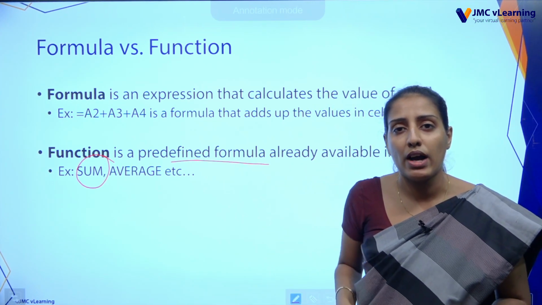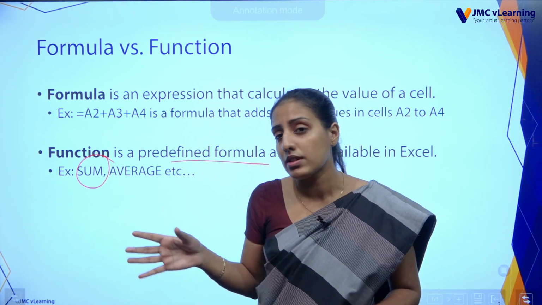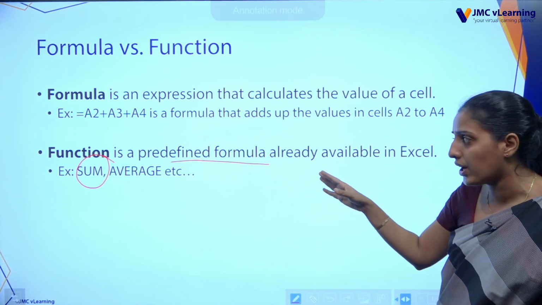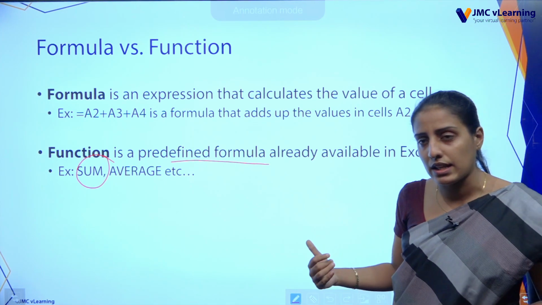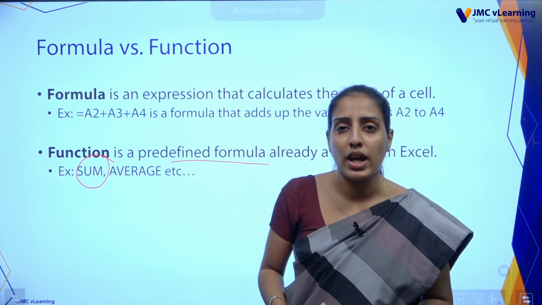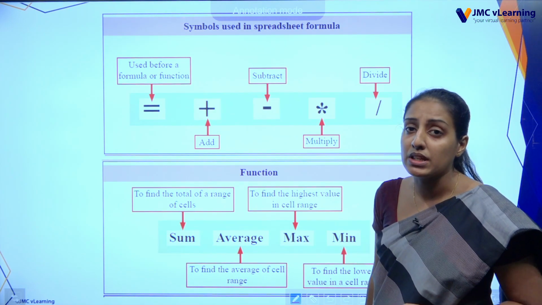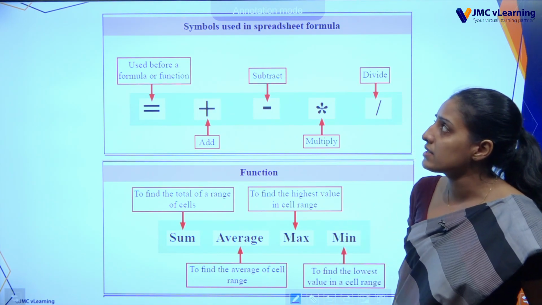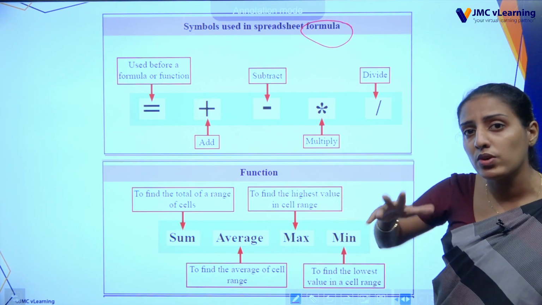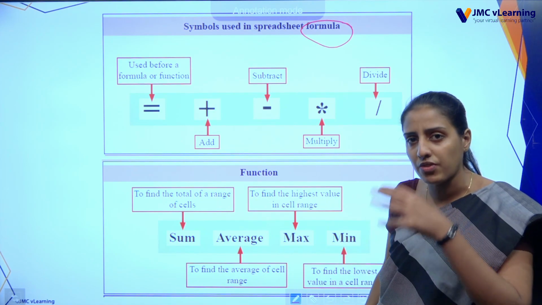Here you have to learn some 5 functions in MS Excel. It is a predefined formula already available in Excel. You can see sum, average, max, min, and count. These are the functions and formulas given in your textbook. You can also see the symbols used in spreadsheet formulas. Now we are talking about formulas, not the functions, not the predefined formulas.